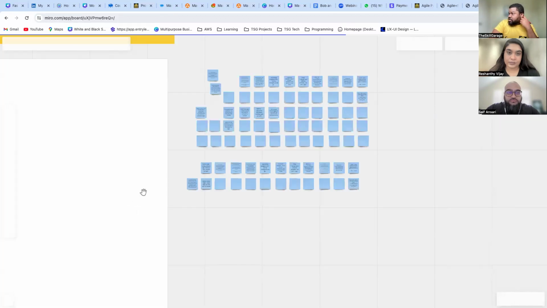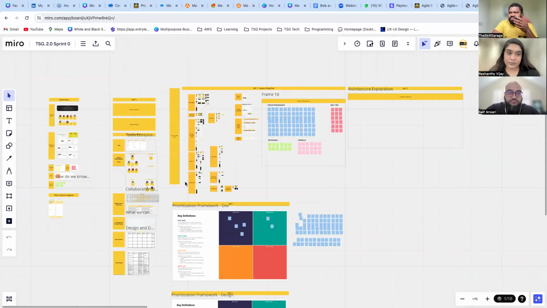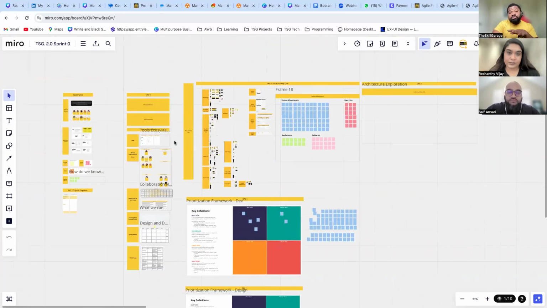For those of you who don't understand what a Sprint Zero is, it's something of this nature where you bring everybody together, and you have something like this. Trust me, you won't get this in a conventional training. Just any type of training won't teach you this. I can tell you for a fact.